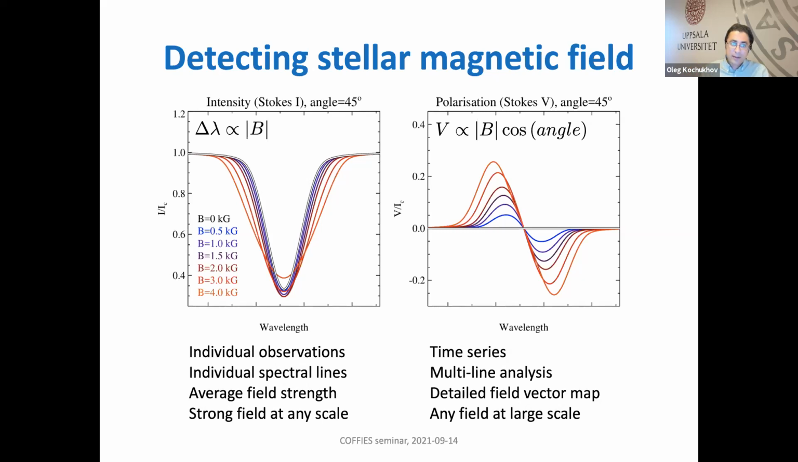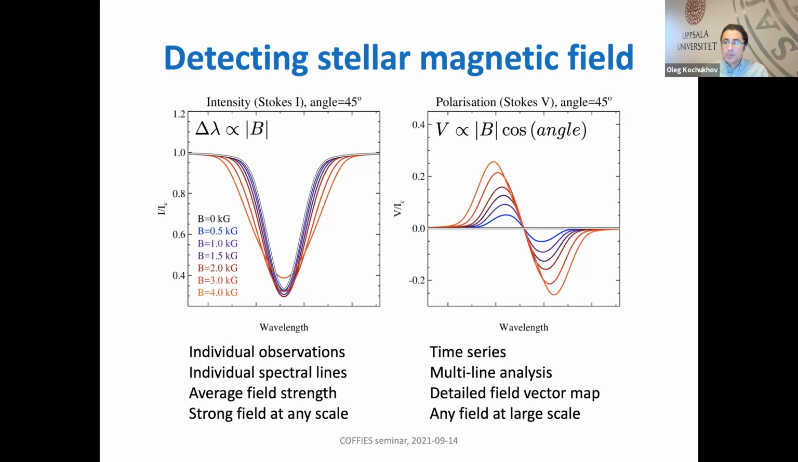On the other hand, this method, looking at intensity spectra, gives us information about any field at any scale. It can be a very complex field. It can be a structurally very simple field, like a dipole. We will still see it in the intensity spectra because intensity spectra are sensitive to the modulus of the magnetic field. When we look at polarization, the situation is quite different.